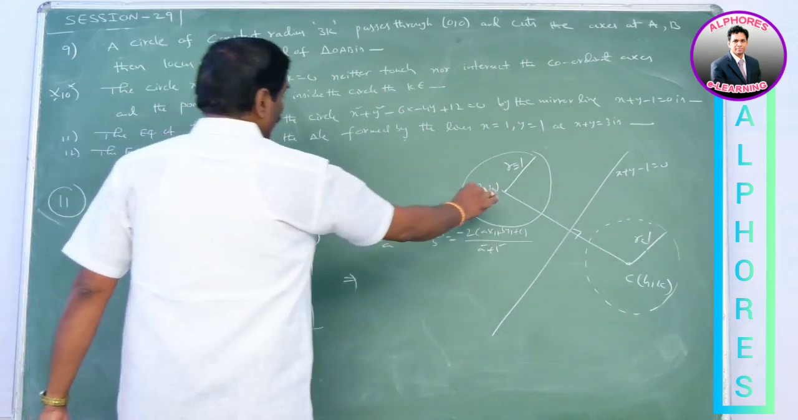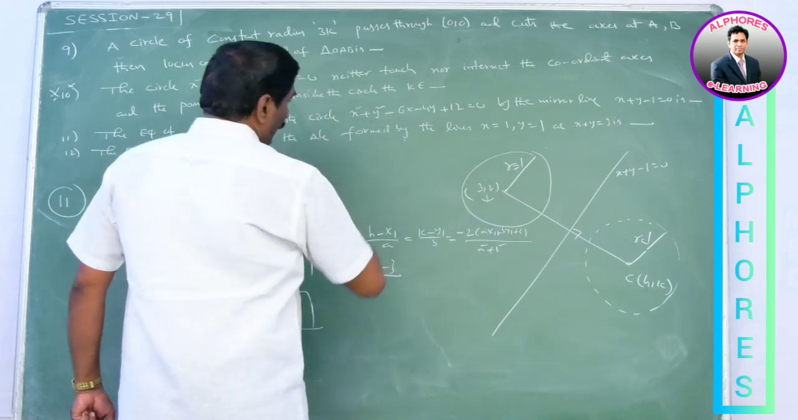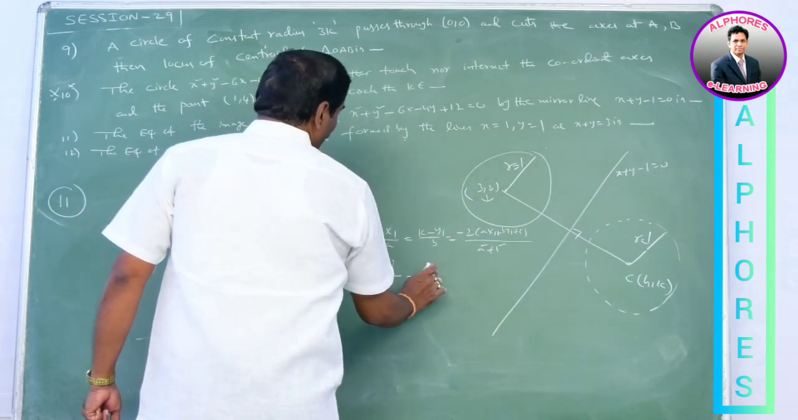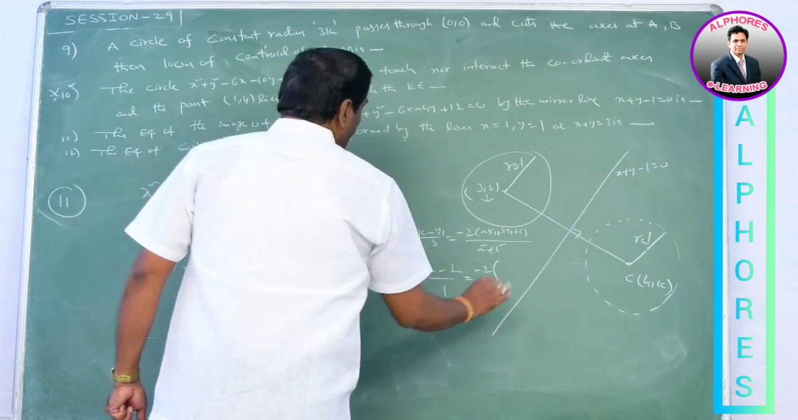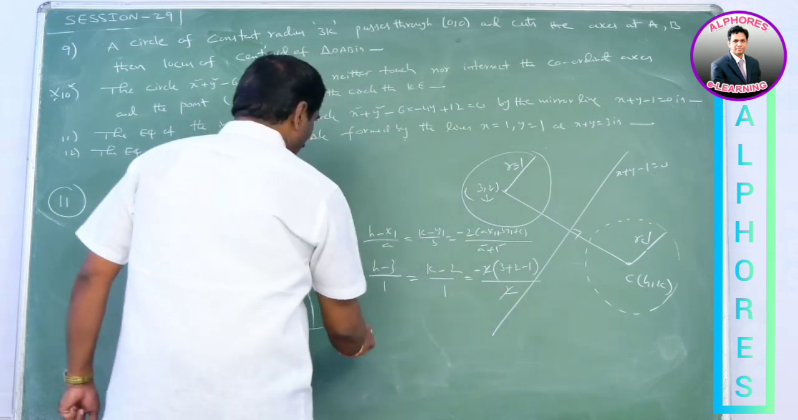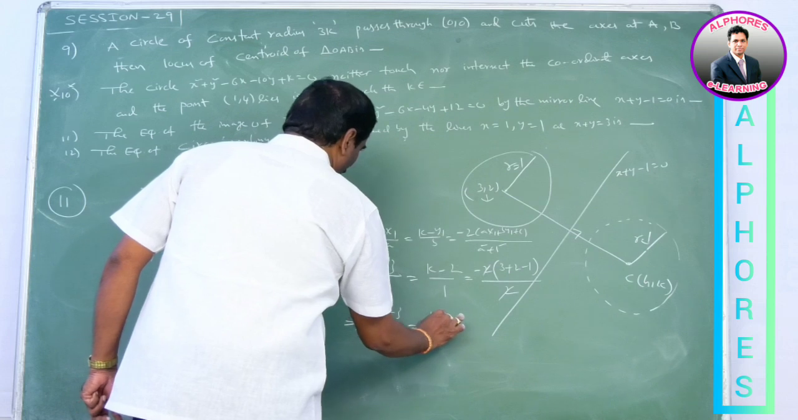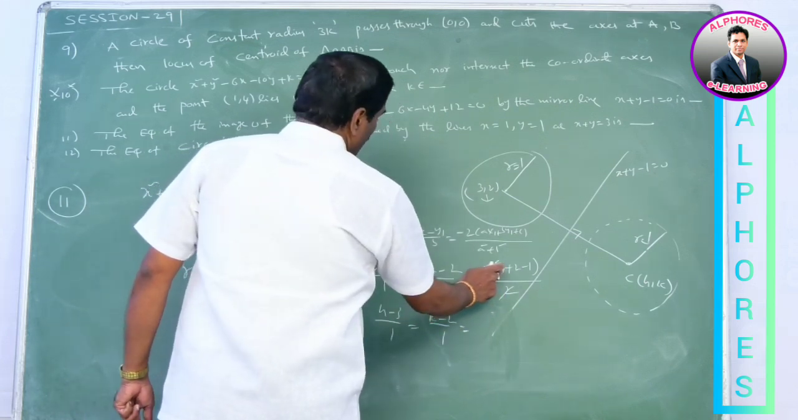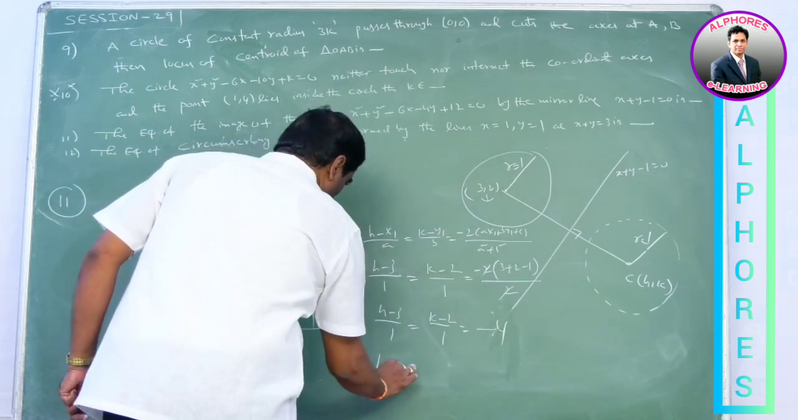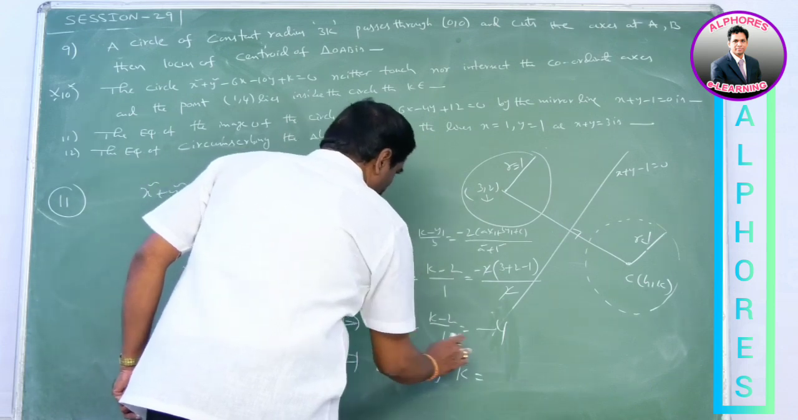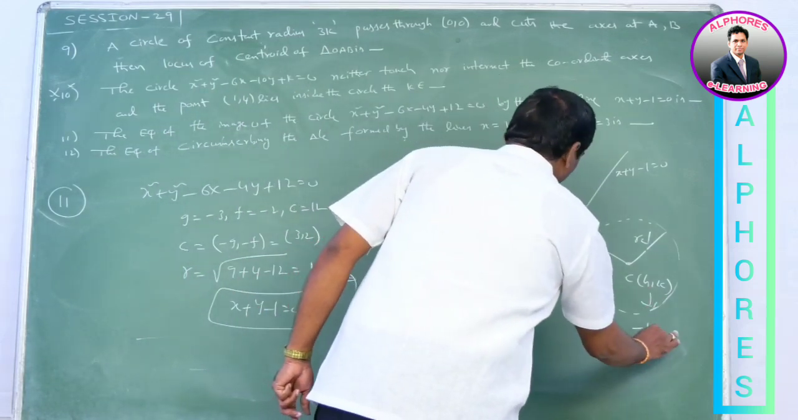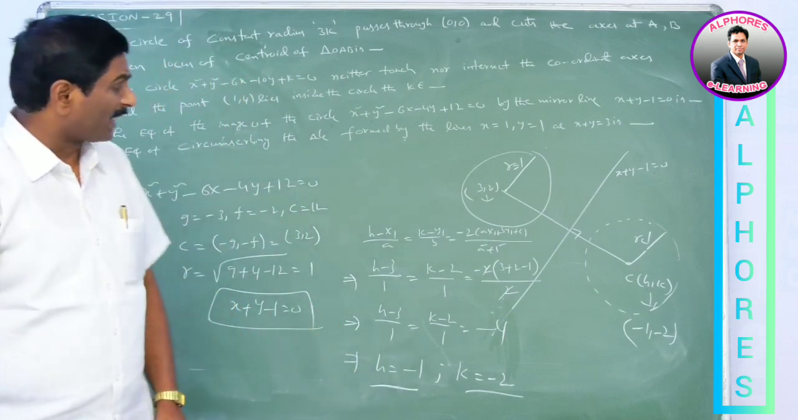So (x1, y1) is (3, 2). The line equation is x plus y minus 1 is equal to 0. So (h minus 3) by 1 is equal to (k minus 2) by 1 is equal to minus 2 of (3 plus 2 minus 1) by (a square plus b square), which means 2. The 2 cancels. So (h minus 3) by 1 is equal to (k minus 2) by 1 is equal to, here 3 plus 2 means 5 minus 1 is 4, so minus 4. So h minus 3 is equal to minus 4, h is equal to minus 4 plus 3, which means minus 1. k is equal to minus 4 plus 2, which means minus 2. So the center of the required circle is (minus 1, minus 2).